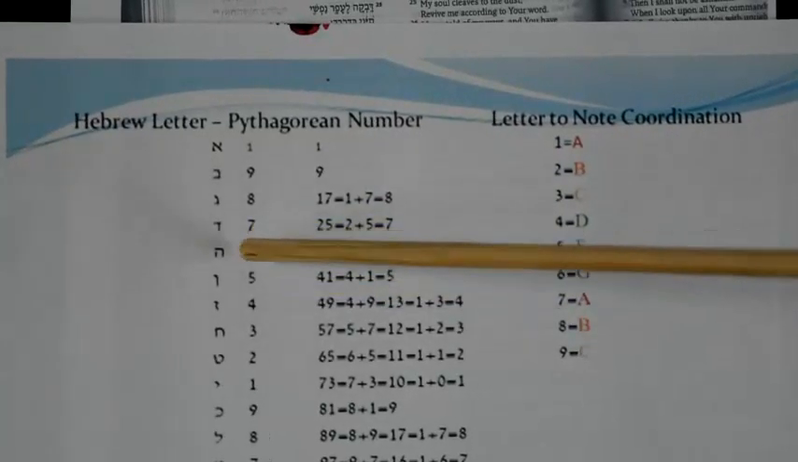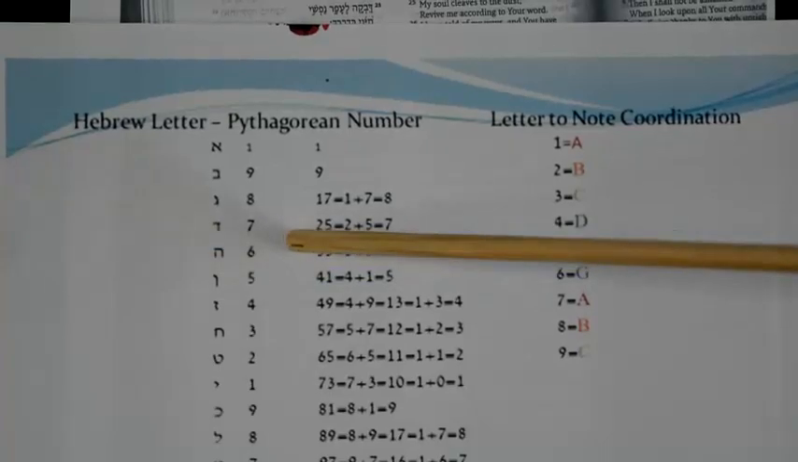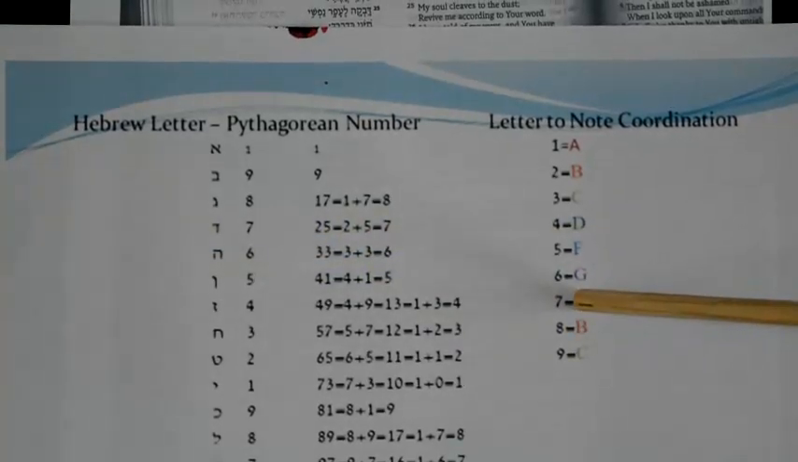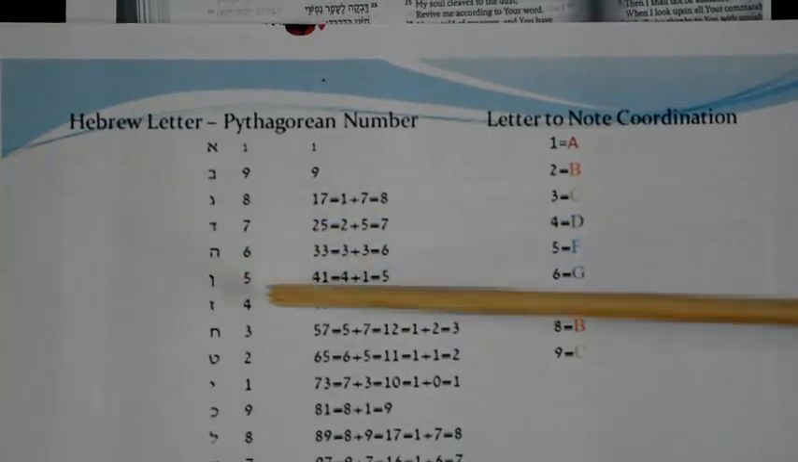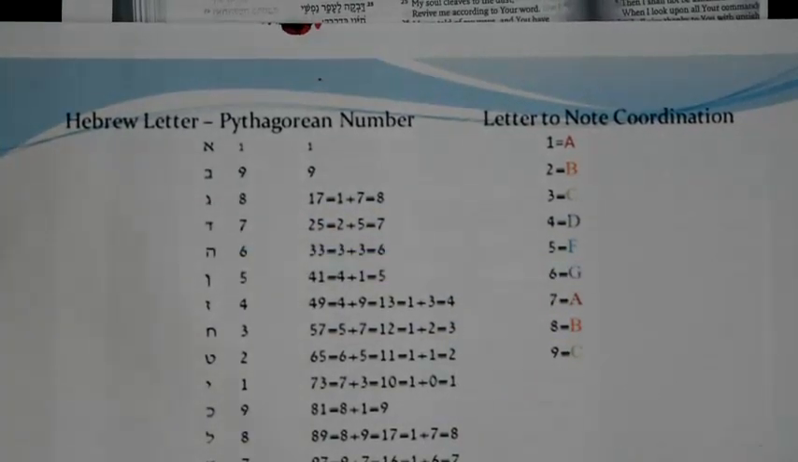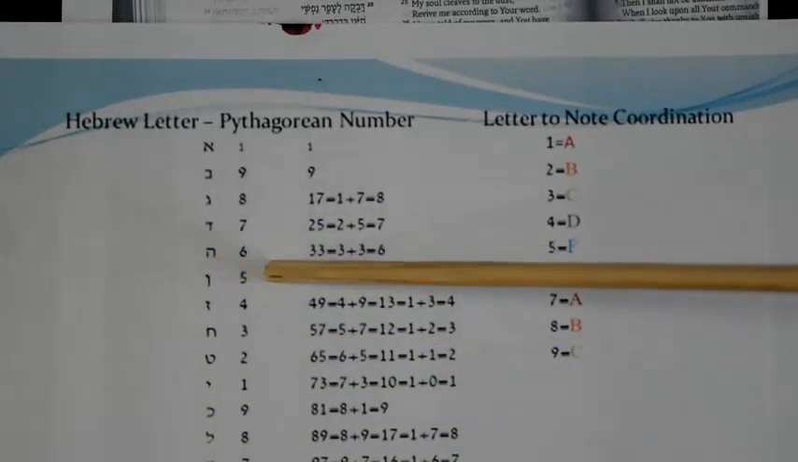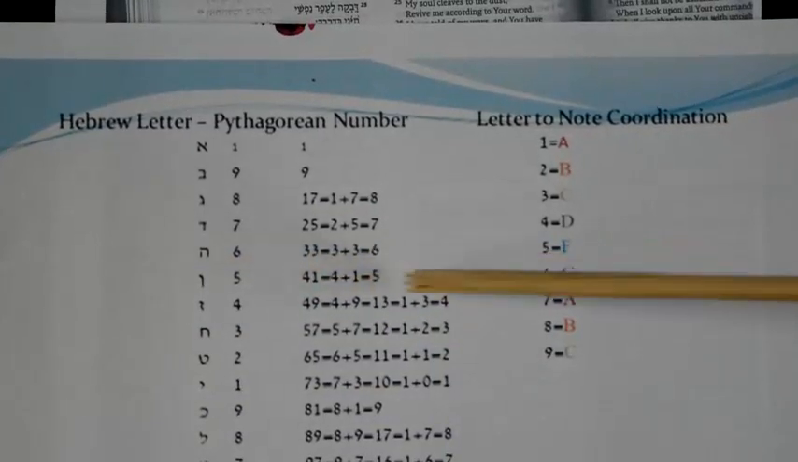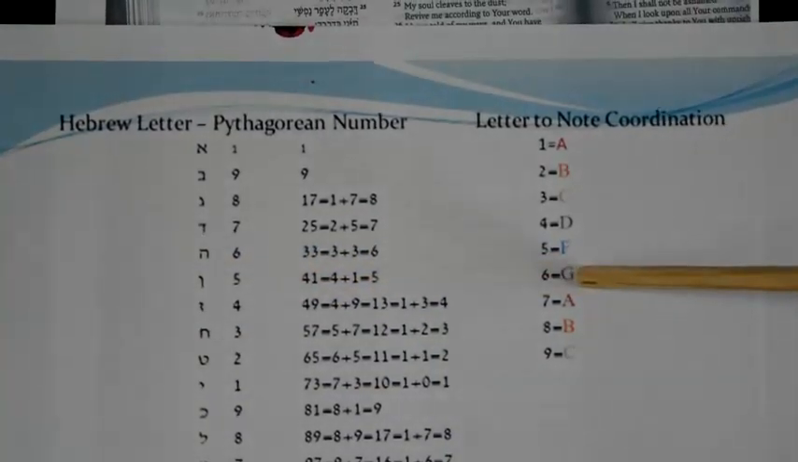And then the next is the Dalet, which starts with 25. 2 plus 5 is 7. 7 is the note A. Hey, which we were looking at, starts with 33. That's 3 plus 3, which gives you 6. So 6 is the note G.